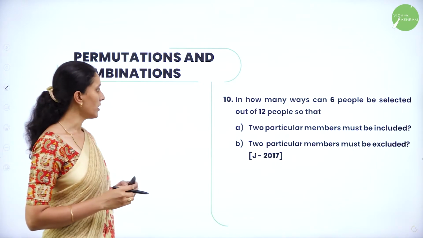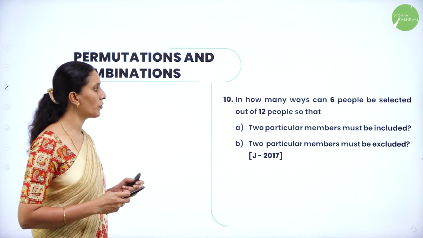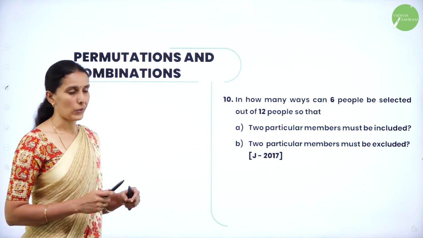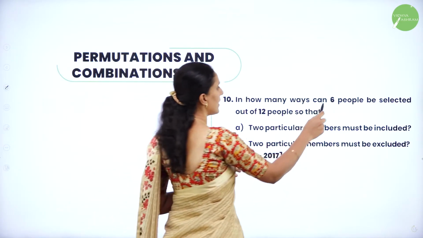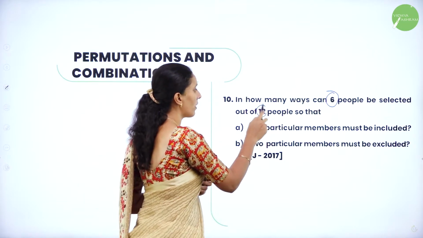So the next question is: in how many ways can 6 people be selected out of 12 people so that 2 particular members are always included? So that means out of the 6 people, we have to include 2 particular people, from the 12 people.